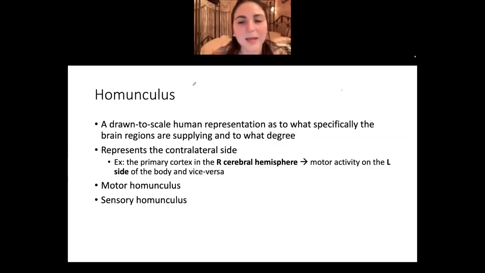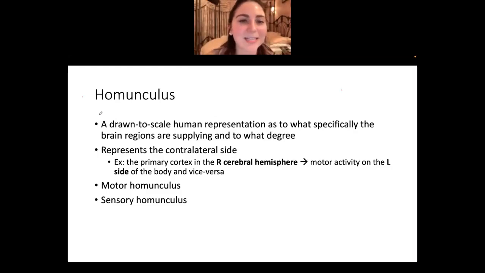Okay. The homunculus. All right, so the homunculus is a big anatomy concept. This is a drawn-to-scale human representation of what specifically the brain regions are supplying and to what degree. People don't like the homunculus. I love the homunculus. I think it's a great way to help you before we go into the strokes. If you have a stroke of this part of the brain versus a stroke of this part of the brain, what symptoms will you see? If you know the homunculus, you will never get a question like that wrong. And I will show you why.